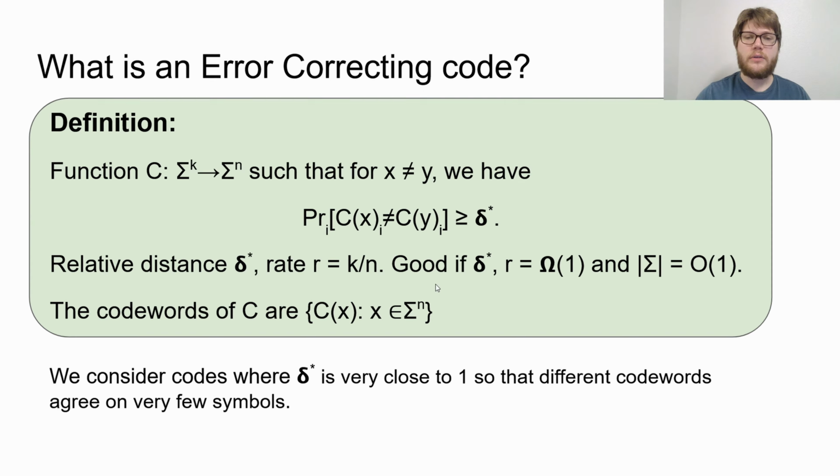We say that a code is asymptotically good if the relative distance and the rate are both constant and the alphabet is also constant. The codewords are just the range of the code. And we really want codes that have a distance that's very close to 1.